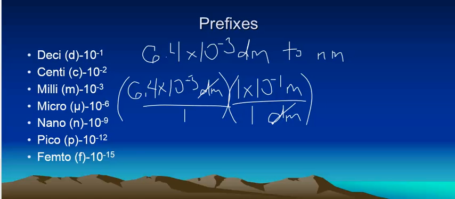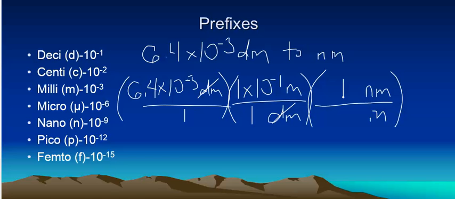That gets rid of deci. Now I have my base unit, meter. I want to go from meter to nanometer. Anytime you see a prefix, put a 1. What does nano mean? 10 to the negative 9. That goes in front of my base unit, which is meters down here.